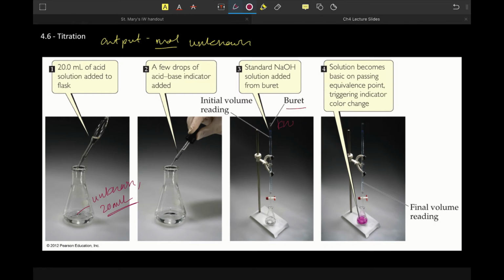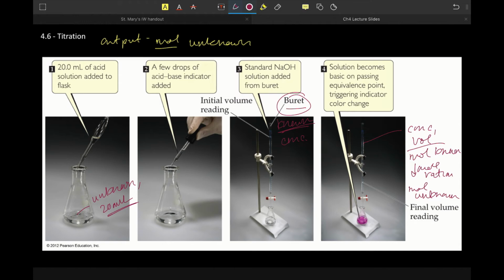And here we have our known, which is something that we know the concentration of and something that we also can know the volume of, because it's in a burette, and a burette measures volumes very specifically. Hopefully we'll get a chance to use those later in the school year. But anyway, we have our known, so we will know the concentration and the volume, which means we can solve for moles of our known, which we can then use a mole ratio to get to moles of unknown.